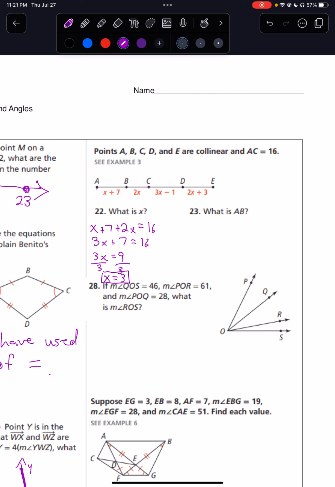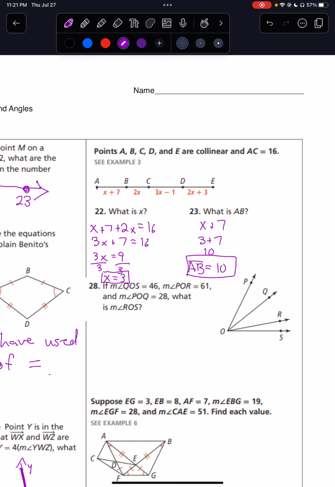Then we say, well, what is AB? Well, AB is just x plus 7. So if we have x plus 7, we know x is 3. We have 3 plus 7, so 10. So segment AB equals 10.